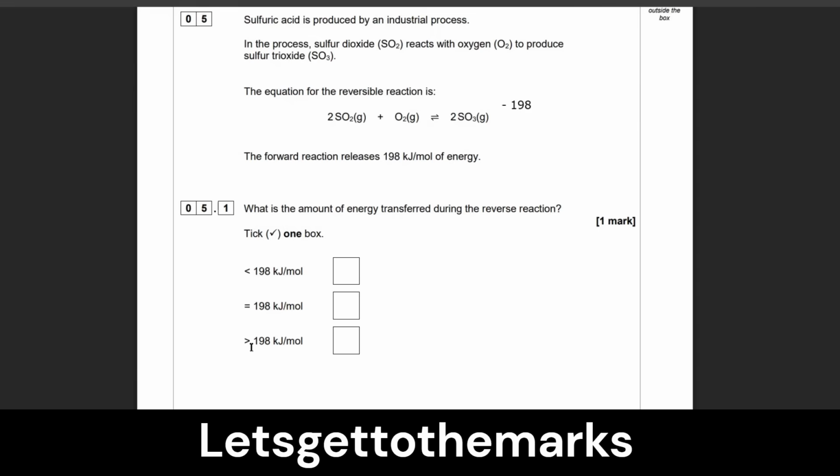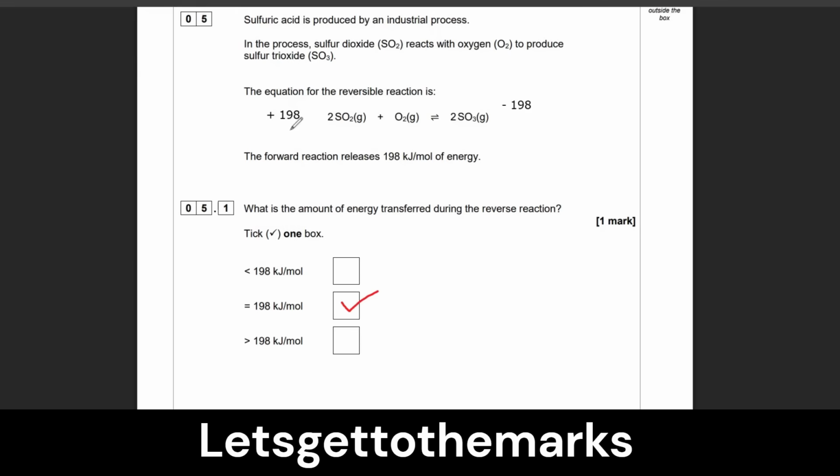So in the reverse reaction, it's going to be plus 198. Now they've made that really difficult. It's basically going to be 198.